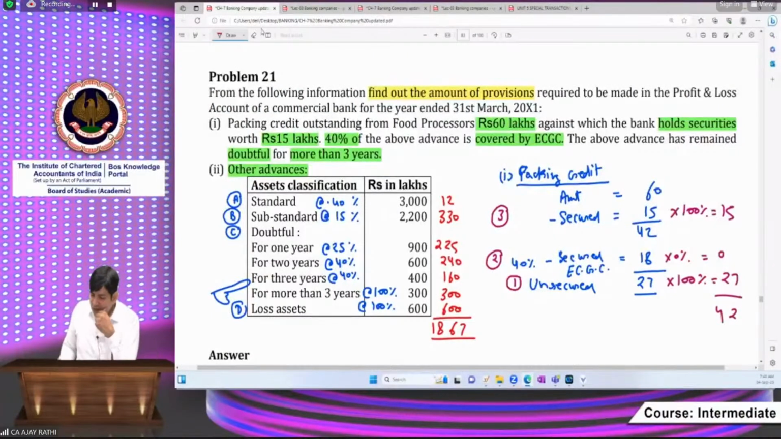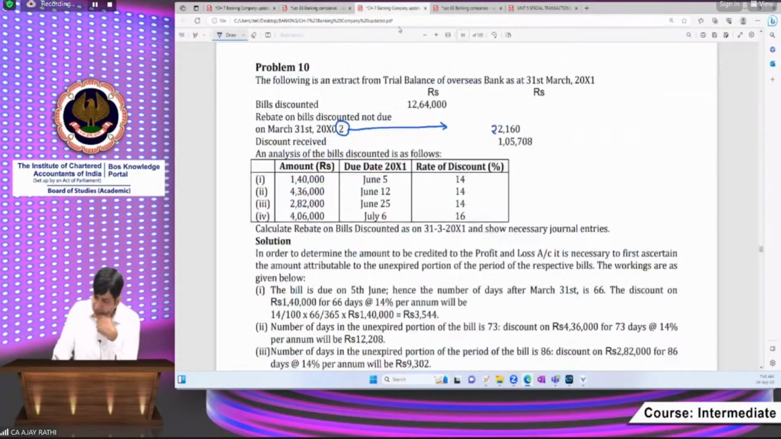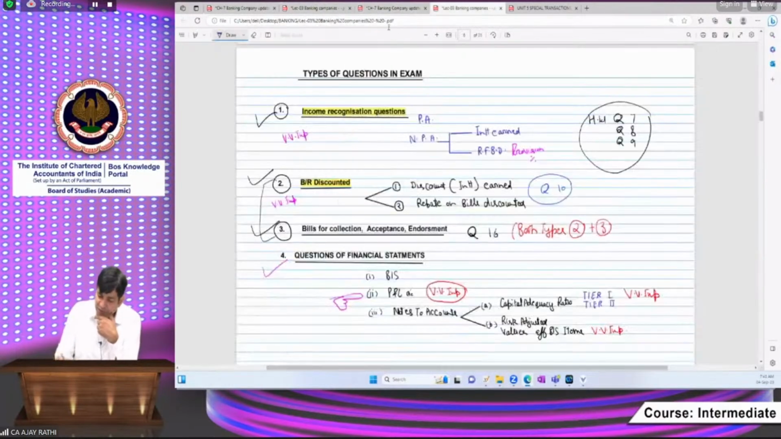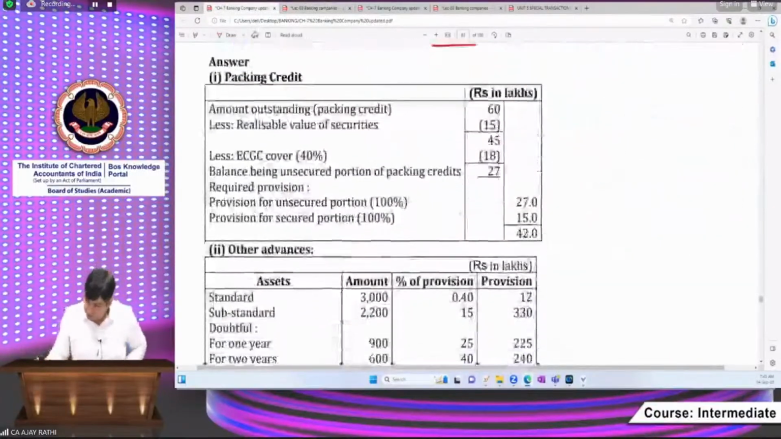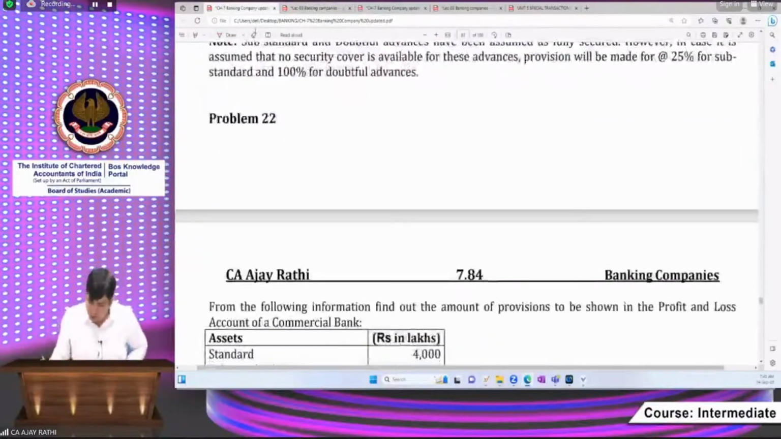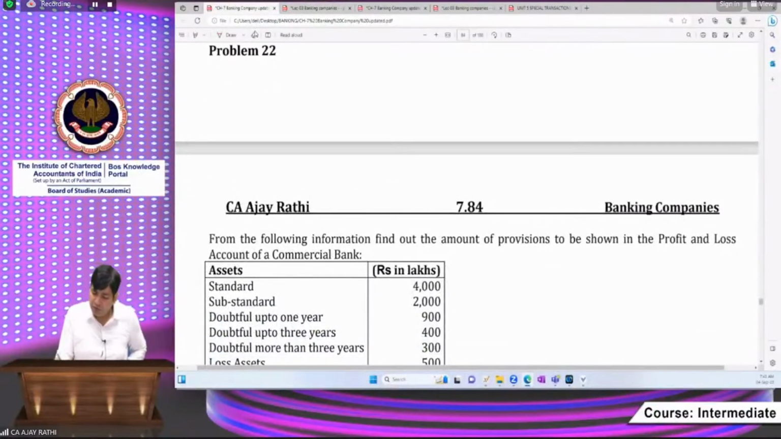Oh, I have not given a mistake in this answer. It means I have printed the correct solution. There may be a mistake in a different question. Anyways, now see, the answer is correct. Now I am moving to the next problem, that is problem number 22.